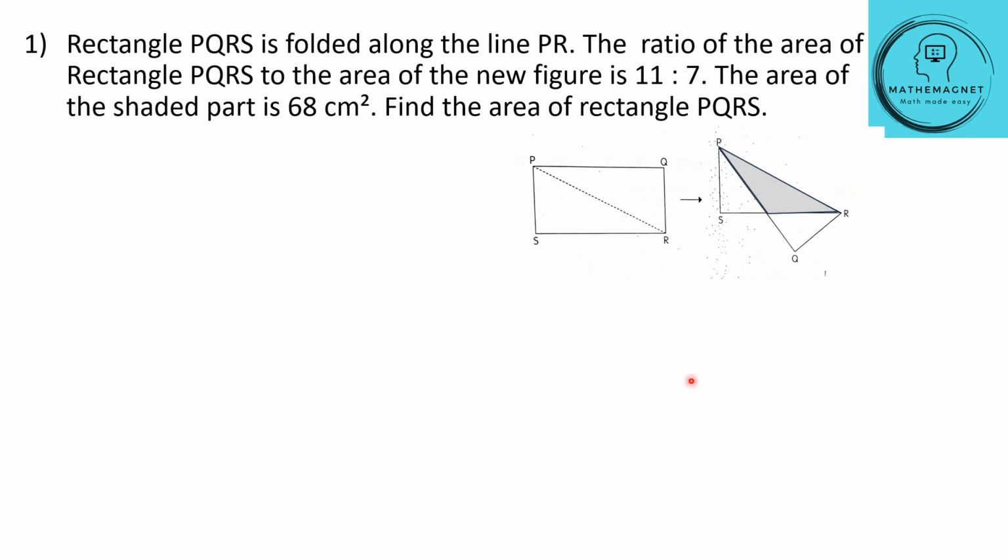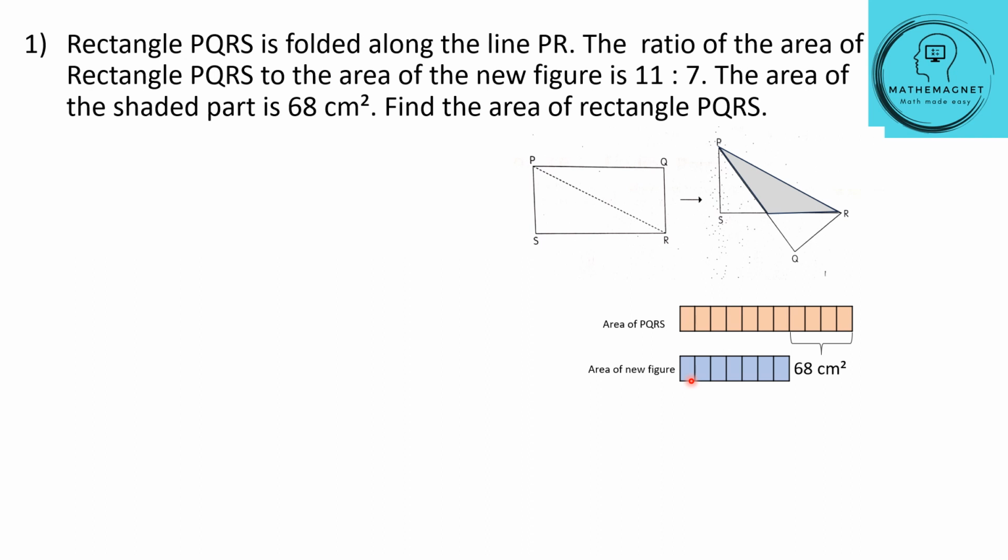So basically, if you put it in a bar model, the area of rectangle PQRS will be 11 units and area of the new figure is 7 units. Now this difference unit is your shaded area. The area below the shaded area is the difference in these two areas between the two images. Now that portion of the paper below the shaded area will have the same area as the one above, that is PRO, this particular shaded triangle. So that portion is 68 centimeter square.